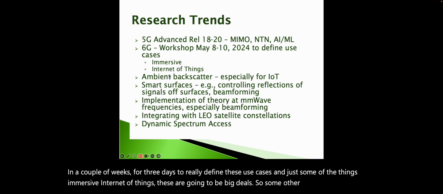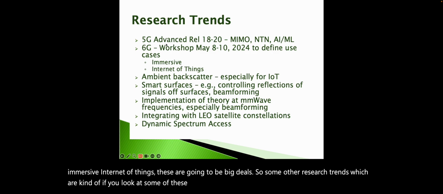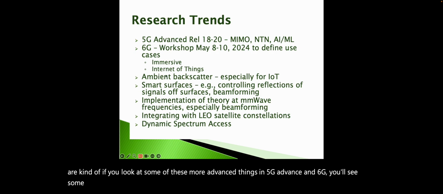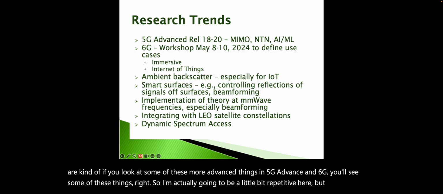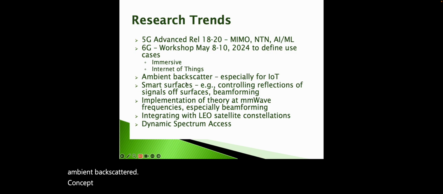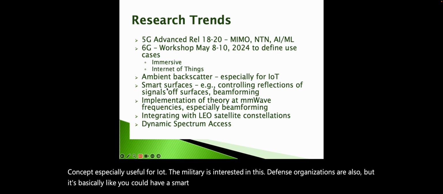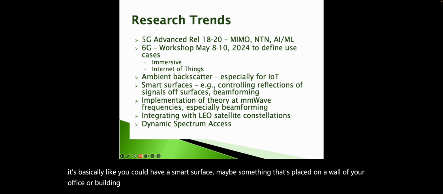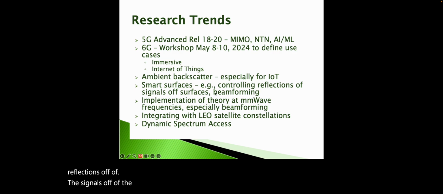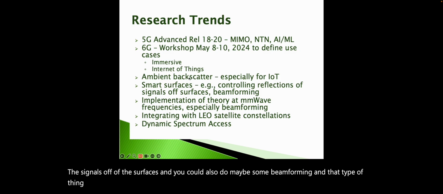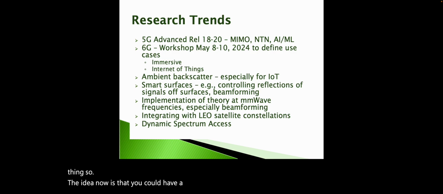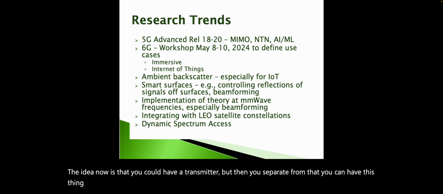So some other research trends, which you'll see if you look at some of these more advanced things in 5G Advanced and 6G. I'm actually going to be a little bit repetitive here, but there's this ambient backscatter concept, especially useful for IoT. The military and defense organizations are also interested in this. It's basically like you could have a smart surface, maybe something placed on a wall of your office or building, and you can manipulate that surface, right? And then you can control reflections of the signals off of these surfaces. You could also do some beamforming and that type of thing. So the idea now is that you could have a transmitter, but then separate from that, you can have this thing that's creating a scatter of that.